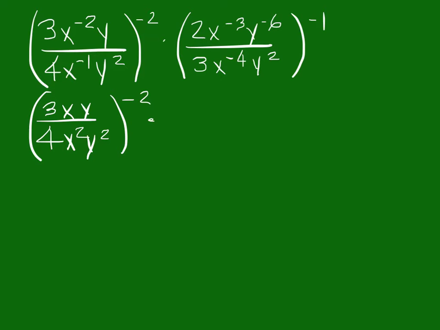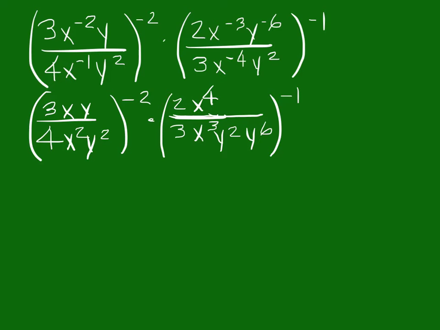On the other expression, 2 and 3 stay where they are at, but you have x to the negative third over x to the negative fourth. Those will trade places and become x to the fourth over x to the third. Y to the second on the bottom stays, and a y to the sixth goes with it from the top.